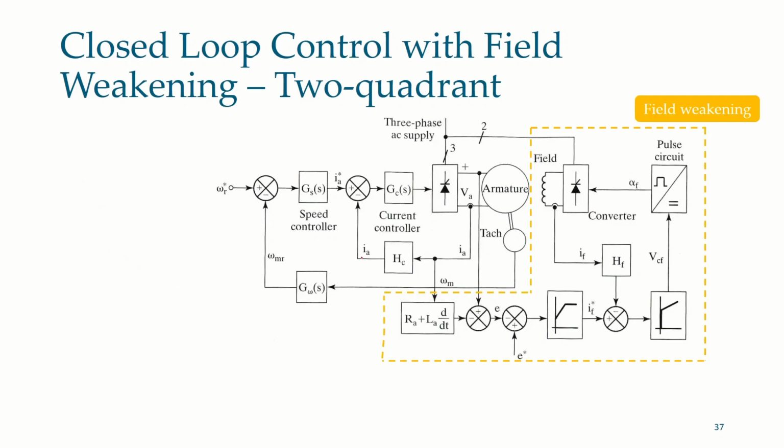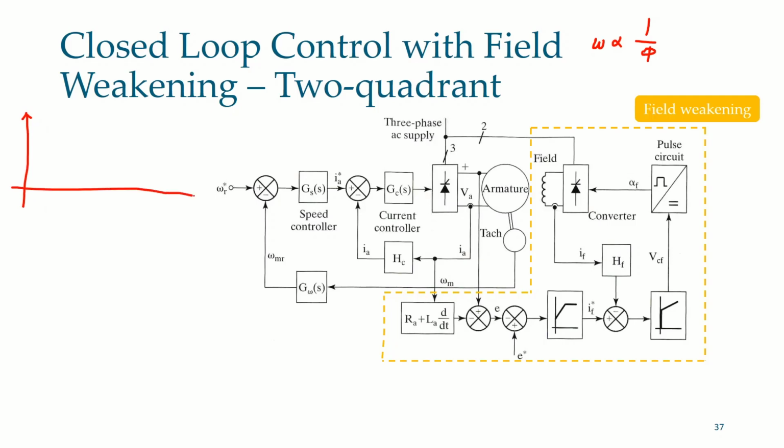So if we need to control the speed above the base speed, we need to reduce the flux, because we know that the speed omega is inversely proportional to the flux. So if we go to a speed higher than the base speed, we need to weaken the flux, or we need to enter a flux control. So we need to switch from the armature voltage control to the flux control at a certain speed, which we'll call the base speed, which depends on how much current is allowed in the armature circuit.